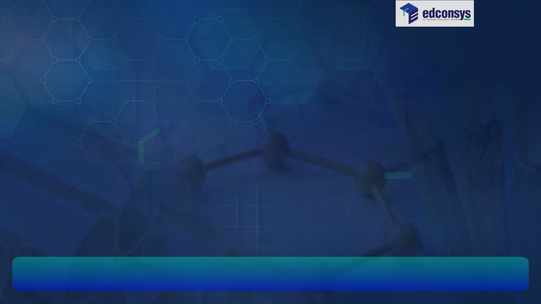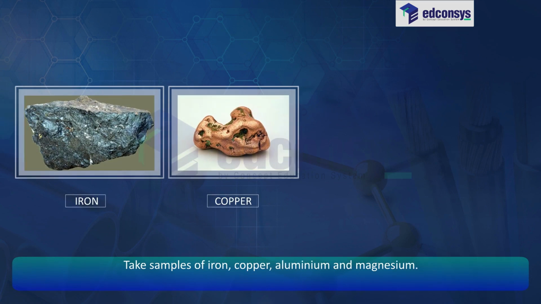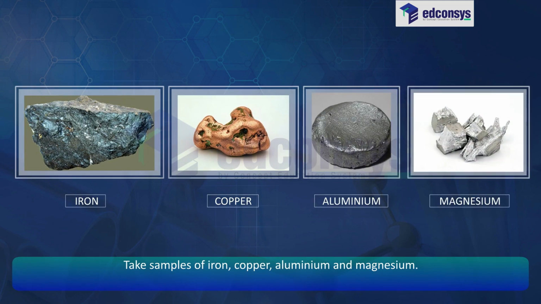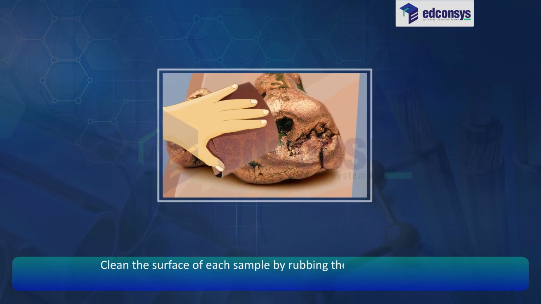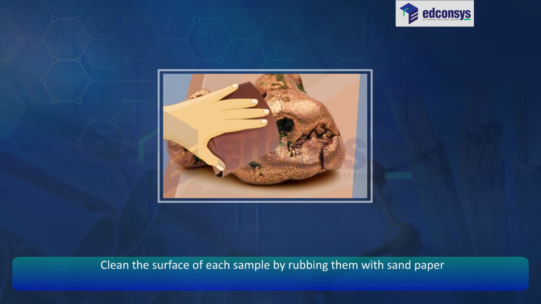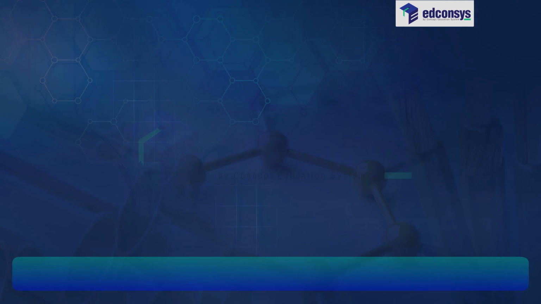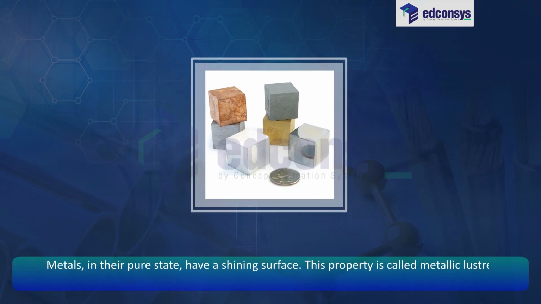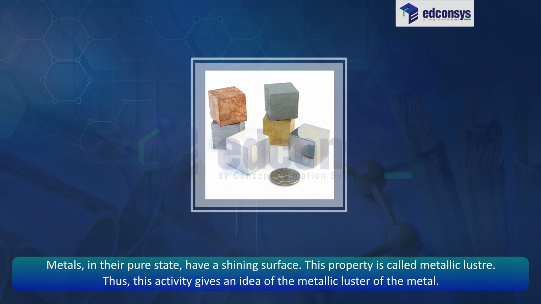Activity. Take samples of iron, copper, aluminum and magnesium. Clean the surface of each sample by rubbing them with sandpaper. Metals in their pure state have a shining surface. This property is called metallic luster.